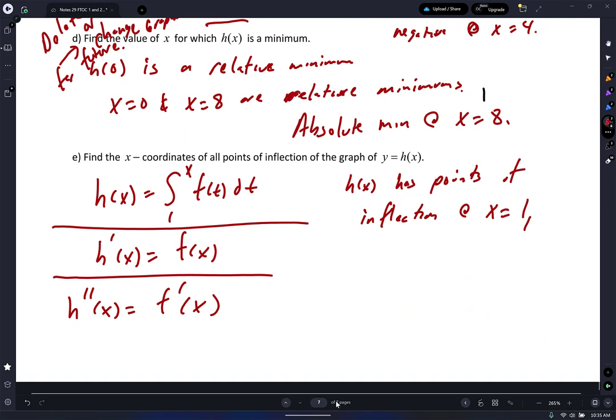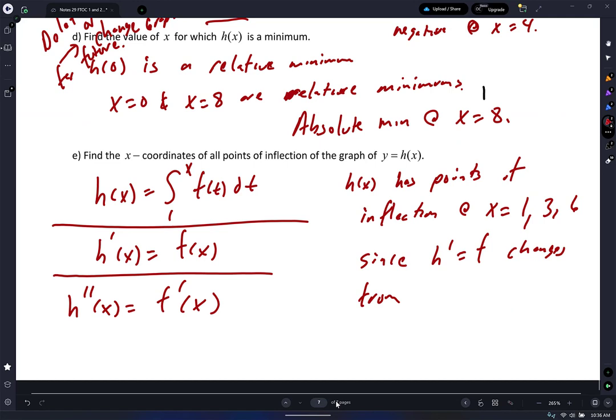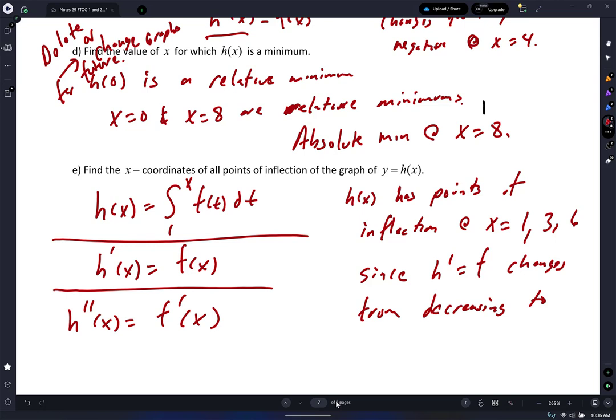Since you always want to use the graph that you're given, we have the h prime graph. Since h prime, which equals f, so let me write that, connect it. H prime, which equals f, changes from, and you always want to do the first one first. So what's the first one? Decreasing to increasing, and vice versa, at those specific x values. Full credit.